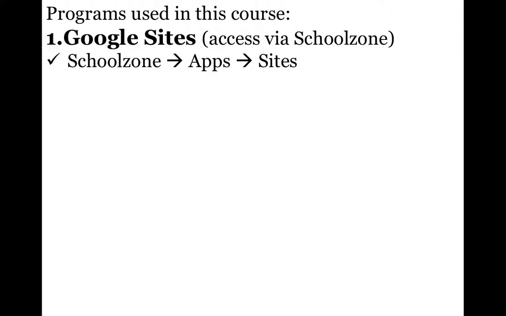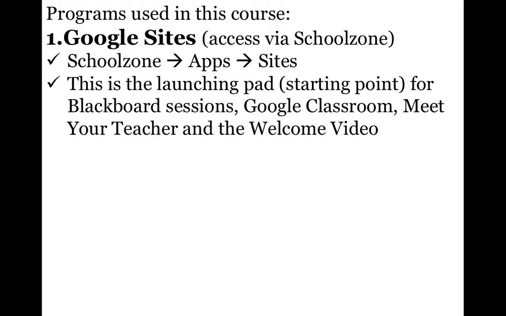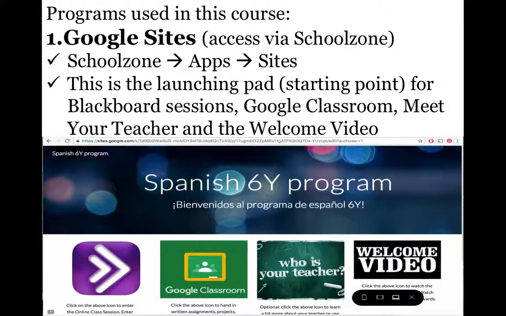You access all of it by going to School Zone. Once in School Zone, you select Apps and then Sites, and I'll show you what that looks like in a moment. Once you're there, this is the launching pad for literally everything that you need in the course. Looks like this. Little heads up, make sure you keep an eye out on this 6Y. You are part of the 6Y program.